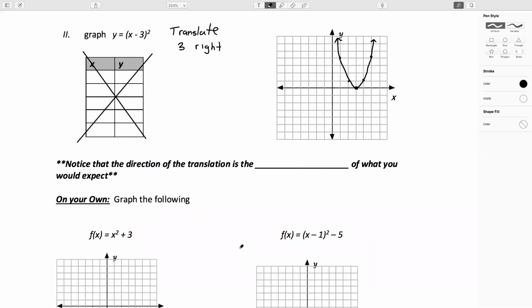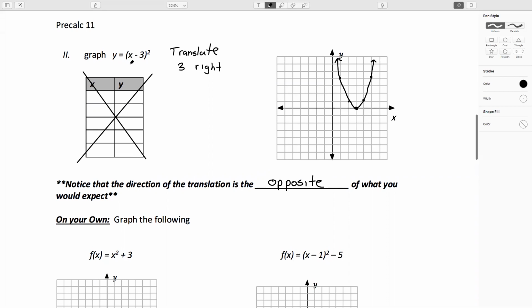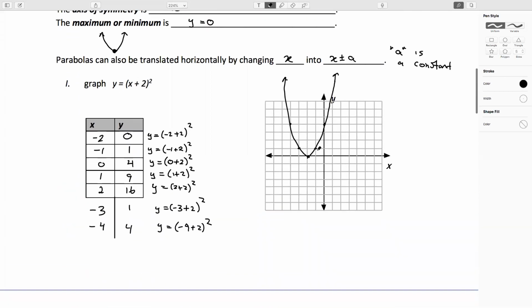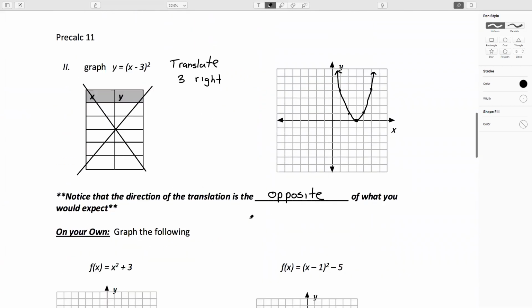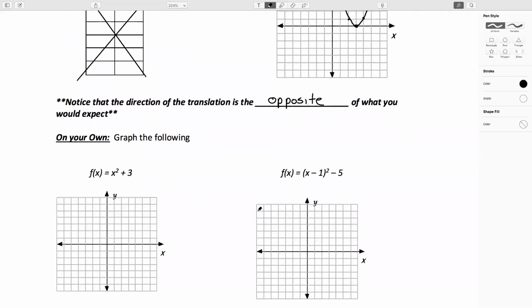Notice the direction of the translation is the opposite of what you might expect. And that means if it's x minus 3, we're moving 3 to the right. If it's x plus 2, we're moving 2 to the left, and so on. All right, so graph the following. So these ones are very similar. However, we don't necessarily only have horizontal translations now. We can move up and down as well.